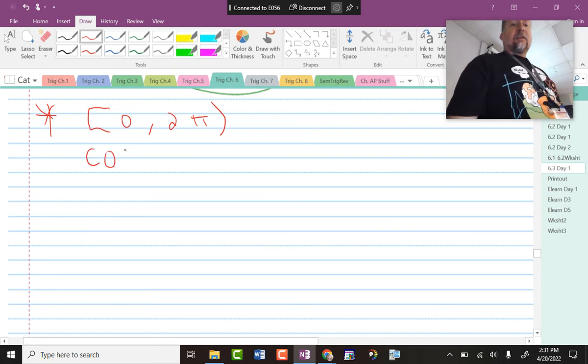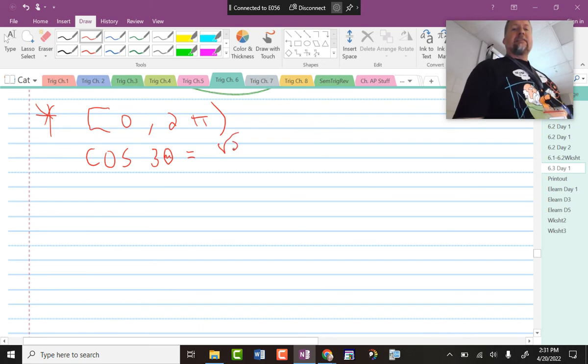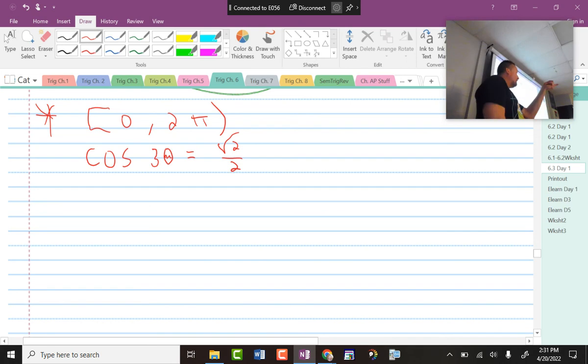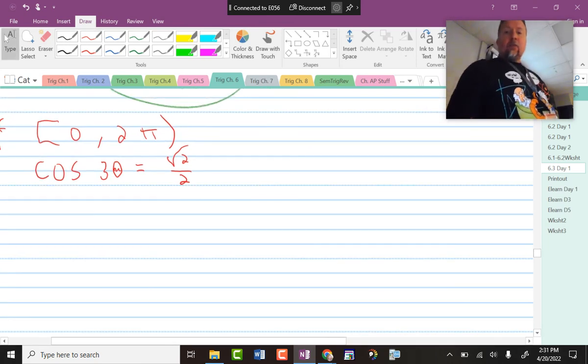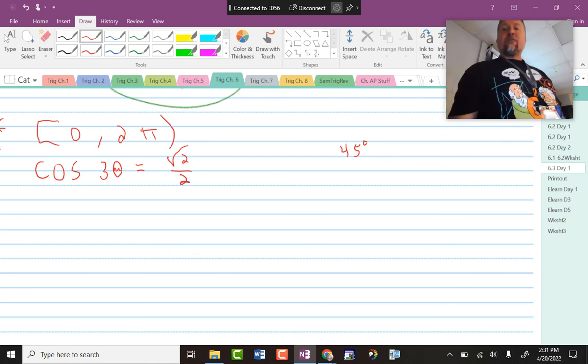Oh, cosine of, let's go crazy, 3 theta equals, let's just do root 2 over 2, and instantaneously you should be able to tell me what the reference angle is. 3, 2, 1, go. It's a 45. So over here, we have 45s, and then what quadrant is cosine positive? 1 and 3, 2, 1, go. 4.